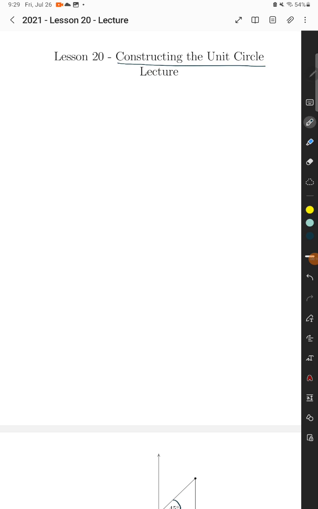Today we are going to be talking about how to construct the unit circle, and then we are going to learn about some very nice properties of the unit circle. But before we begin, let us look at a few items we looked at in our previous lecture, lecture 19.